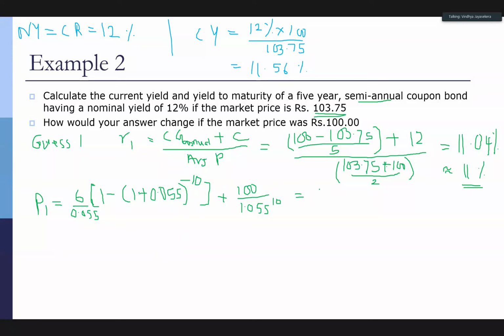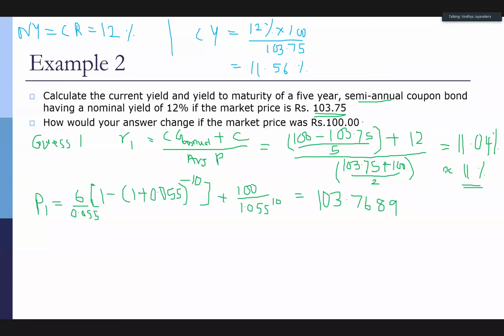103.6146. Can somebody confirm? Okay, I have 103.6146 and 103.7688. Which one is correct? Okay, 103.7688. Thank you. So that's P1.